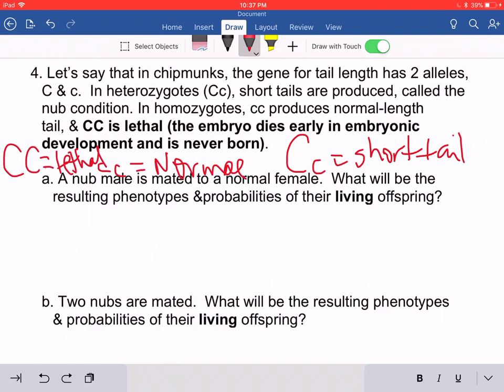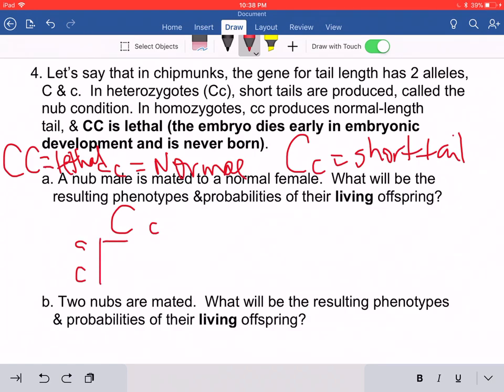All right. So a nub male, so that's a short-tailed male, is mated to a normal female. So we actually know what those genotypes are. If you are a nub male, you're going to have big C, little c. And if you are a normal female, you're going to have little c, little c. What will be the resulting phenotypes and probabilities of their living offspring?